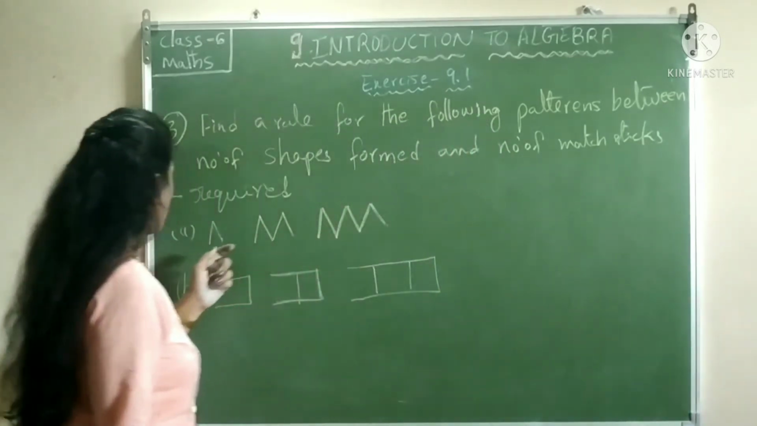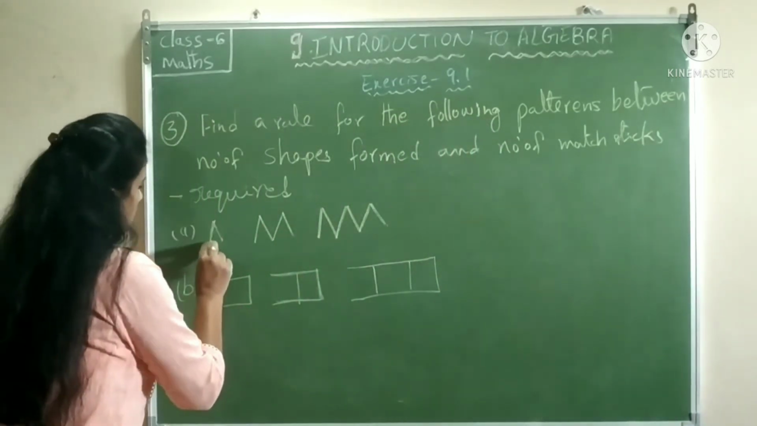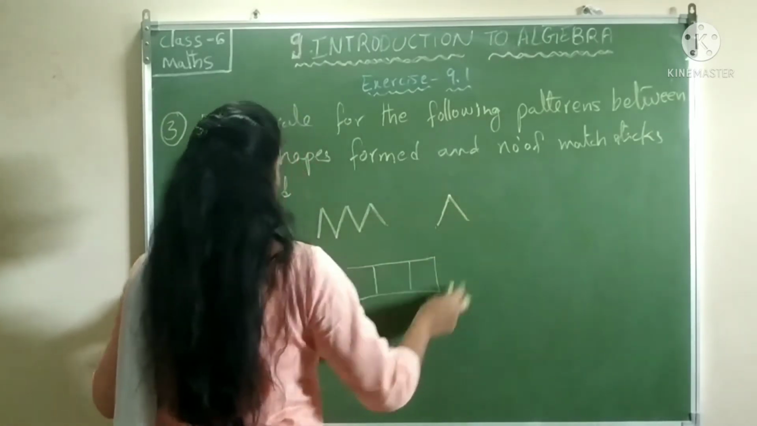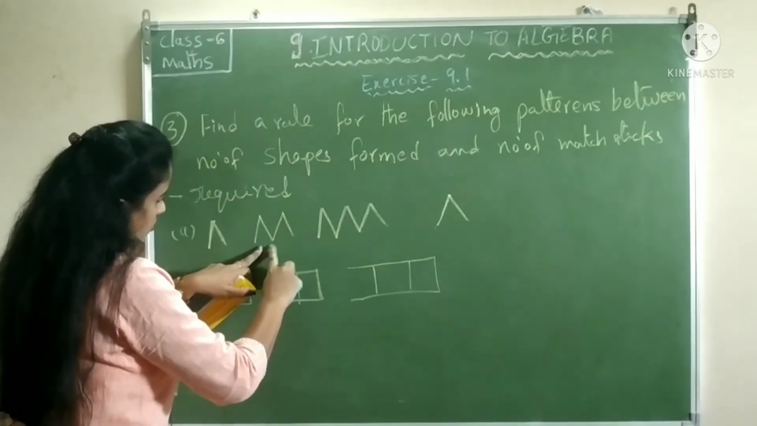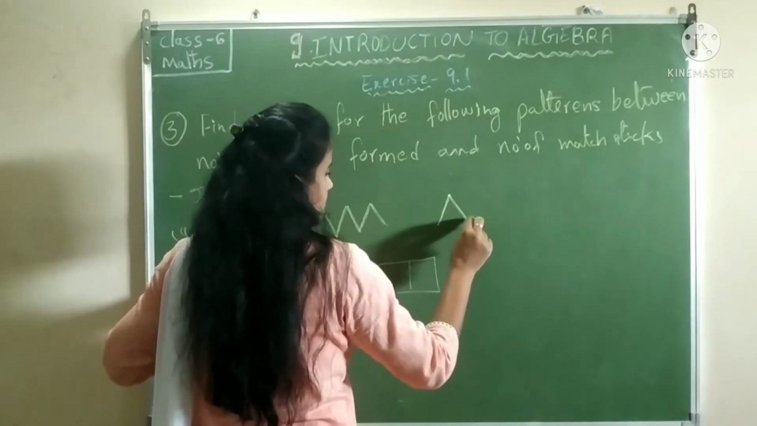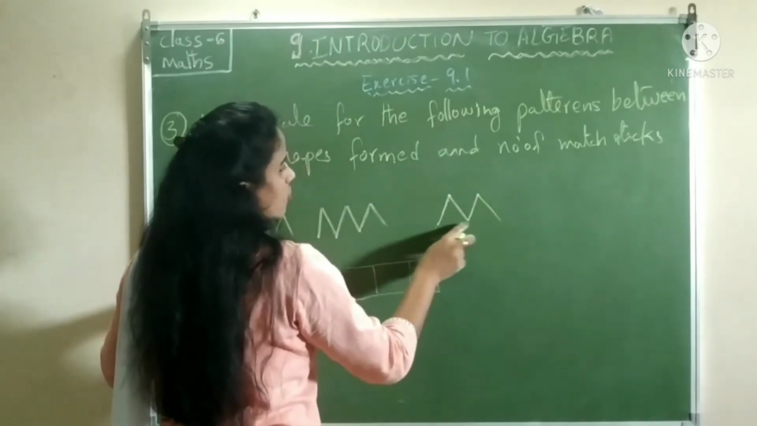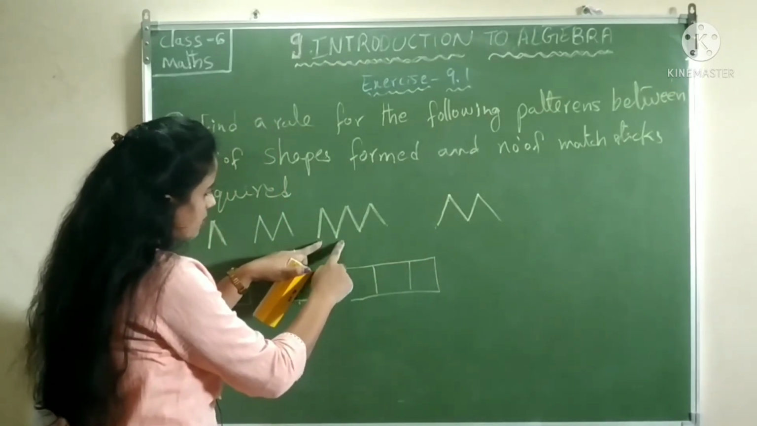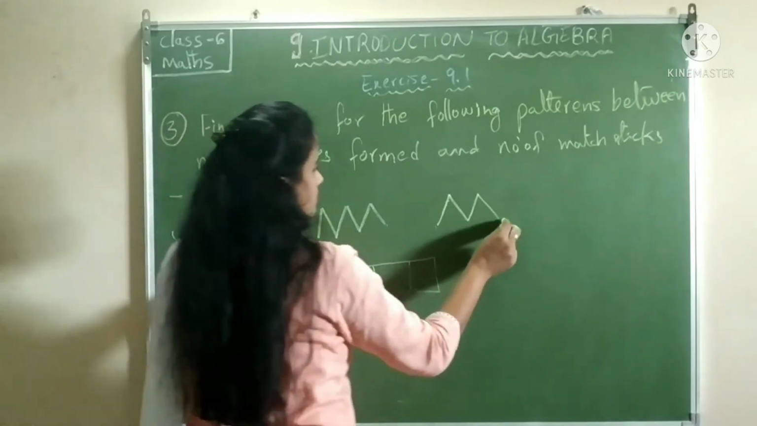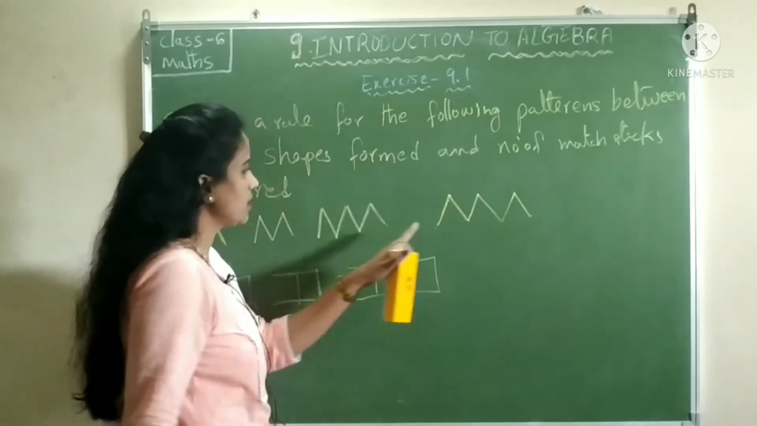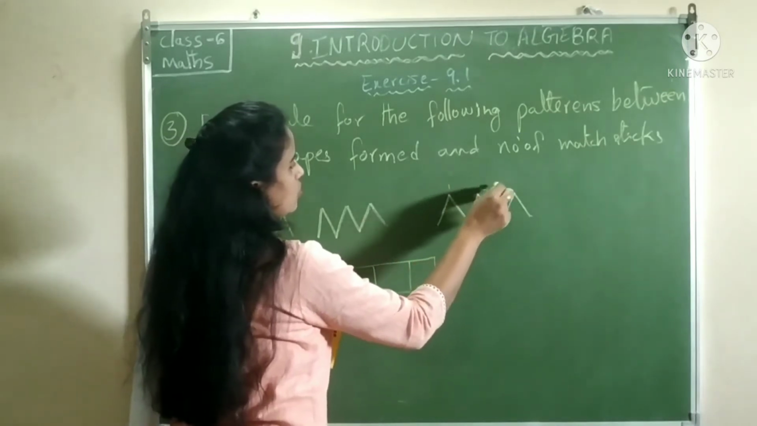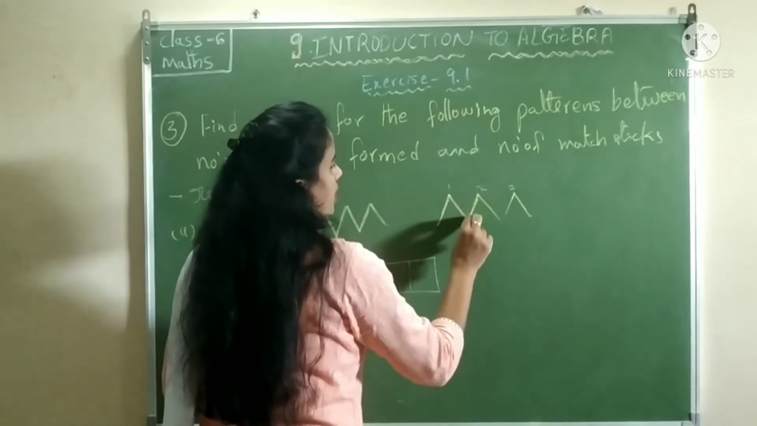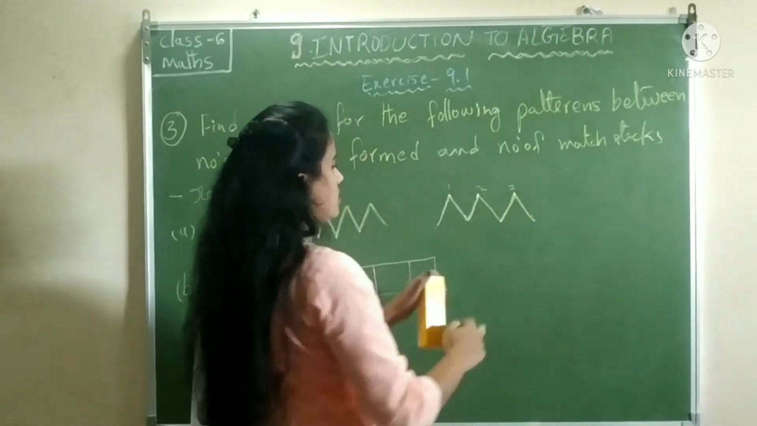required. See, to find the rule, here we need 2 matchsticks. 1, 2. 2 matchsticks required. It is formed with 2 shapes. See, one more shape: here 4 matchsticks required. And here the shape is formed with 3 shapes, 1, 2, 3 shapes. If you add these shapes, you will get this shape.